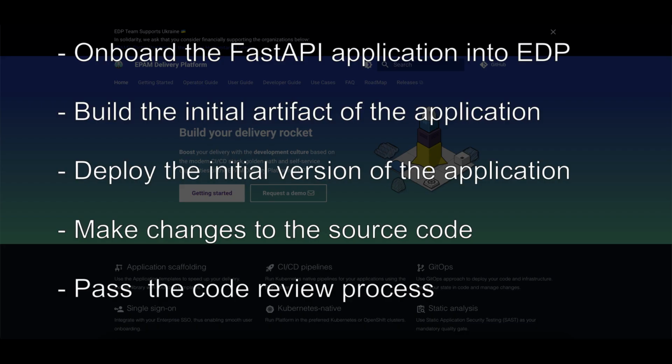As a result of this demo, we have onboarded the FastAPI application into EDP, built the initial artifact of this application, deployed the initial version of the application, made a change to the application source code, enabled external endpoint access via ingress, and passed the code review process. Thank you for watching.